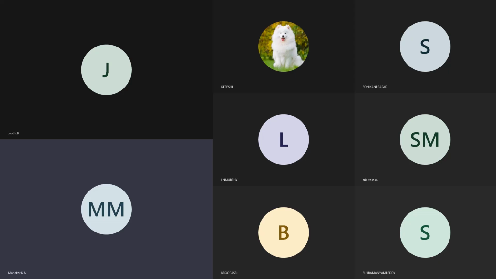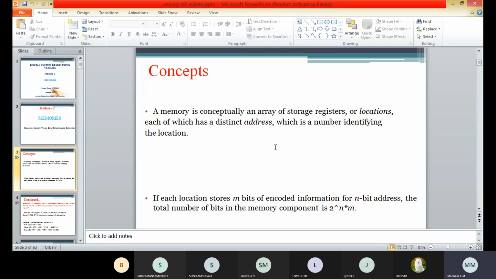Here for most memory components, the number of locations is a power of 2. Thus a memory with 2 power n locations would have addresses ranging from 0 to 2 power n minus 1, requiring an n-bit address. Each location stores m bits of encoded information. The total number of bits in the memory component is 2 power n into m.